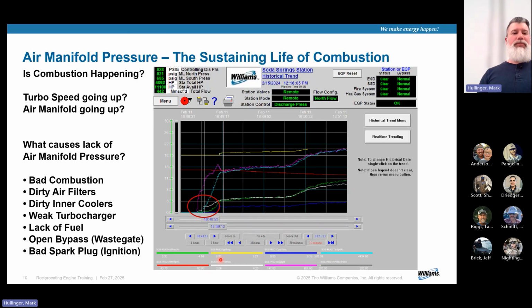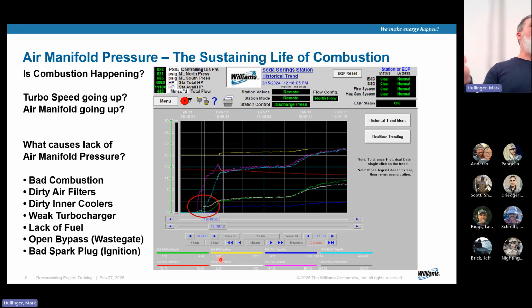Here's a trend. So you can also do this on PI Data Viewer that Edon showed you. This is on the HMI. We have that capability. So it's just there. It's quick, right? But here's the lack of air manifold pressure, which I call the sustaining life of combustion.